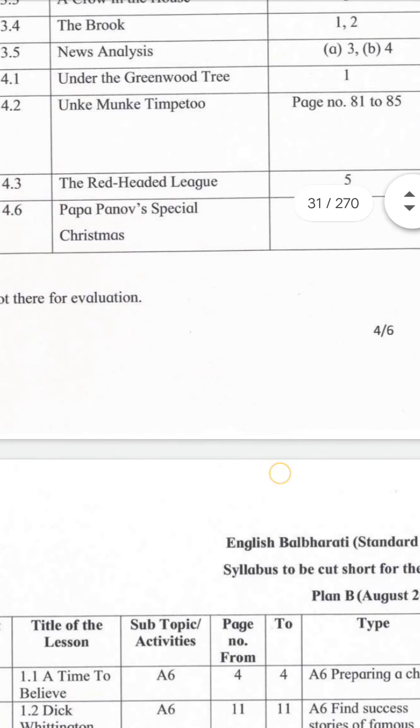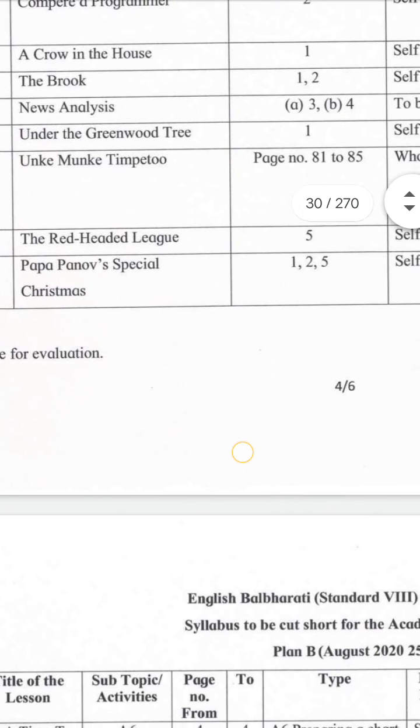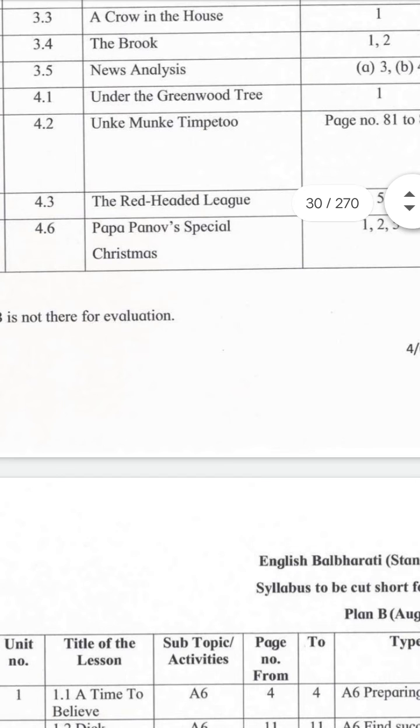Then 4.1, Under the Greenwood Tree, question number 1 is to be omitted. 4.2, Unke Munke Timpe 2, page number 81 to 85, the whole lesson is to be cut. It's a very wonderful chapter, but still it is cut.